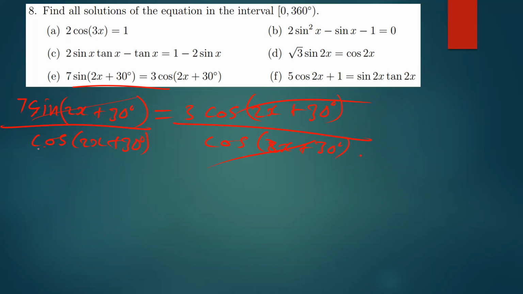This part, sine over cos, gives us what? Tan. So sine over cos will give us tan, and then this will be 2x plus 30 degrees. Then we say this is equal to 3. So we can divide by 7, divide by 7. So tan (2x + 30 degrees) is equal to 3 over 7.